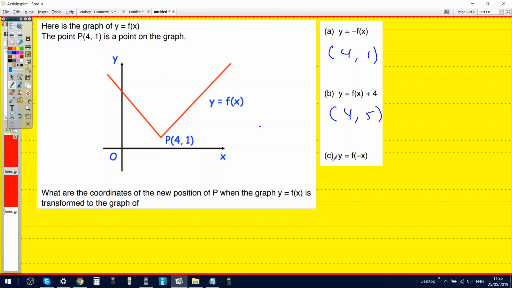Part A was a reflection in the x-axis. Right. And C is a reflection in the y-axis. Yes, so it's a change in the x direction, which is a reflection in the y-axis. It's very common for these to work in reverse. Okay, so 4, 1, reflection in the y-axis, so minus 4, 1. Yeah, and actually, I don't think this one up here is correct. This 4, 1. Oh, it's not right. I don't think so.